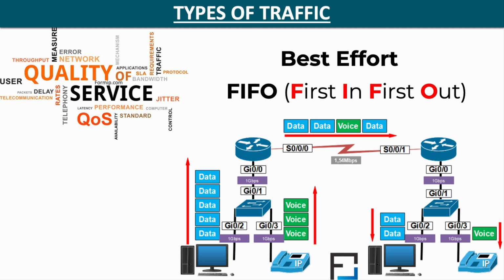For example, on this topology, we have a small network consisting of 2 routers, 2 switches, 2 PCs, and 2 IP phones. The links are all gigabit Ethernet, except between the 2 routers, where we have a very slow serial link. That is to say, only 1.54 megabits per second. When the PC and the IP phone on the left transmit data and voice packets intended for the devices on the right, it is very likely that the serial link is congested and that the router places the packets in queues. The problem with this is that a router's queue isn't unlimited.